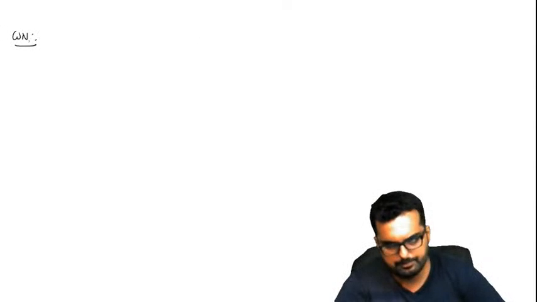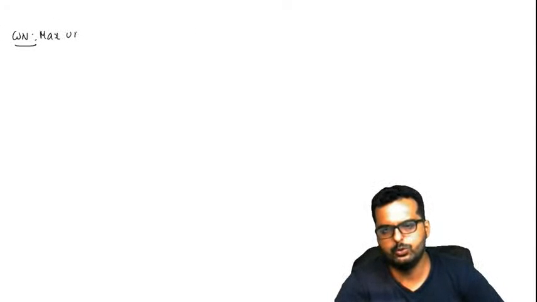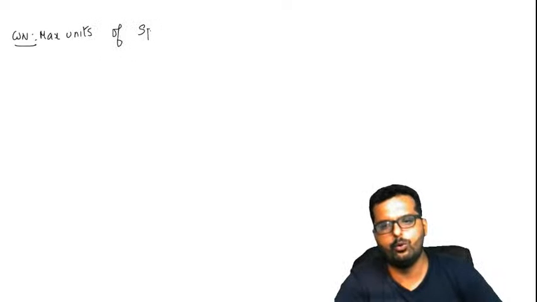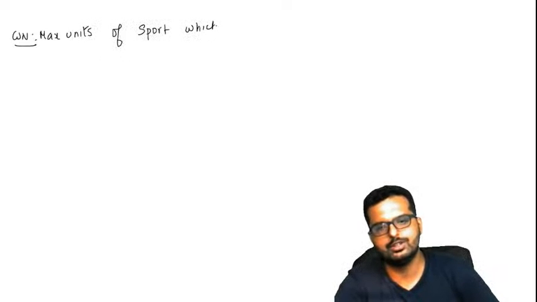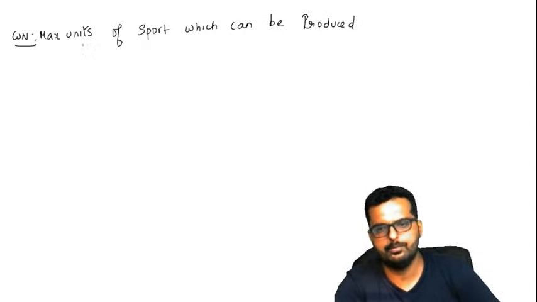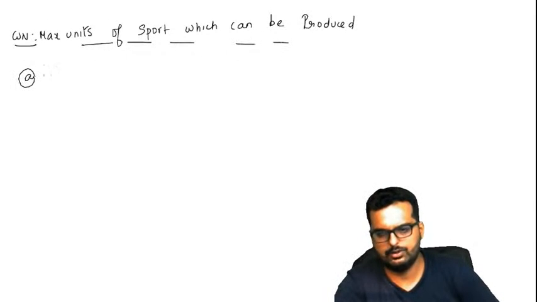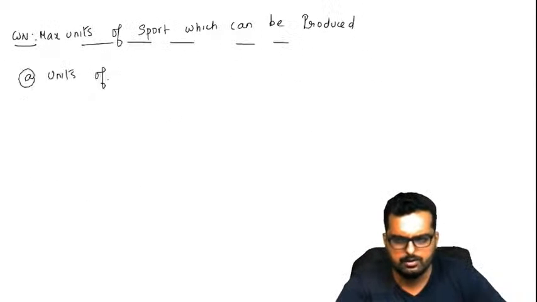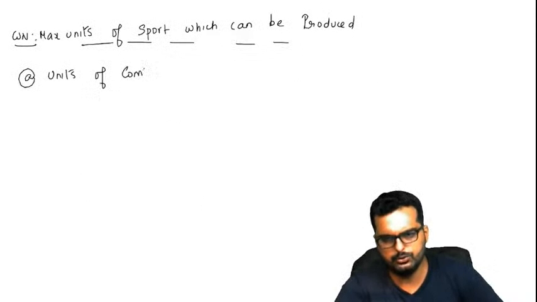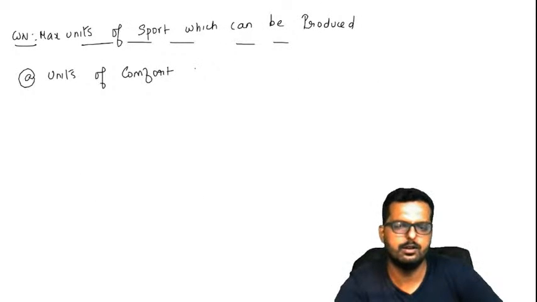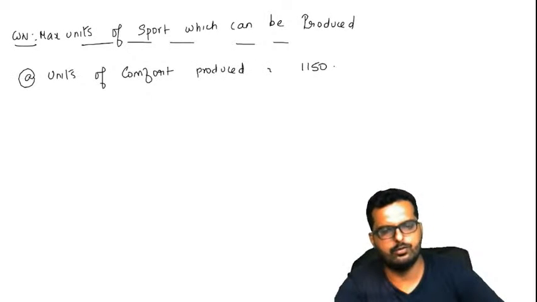Alright, friends. So let's put that part now. Next working note would be maximum units of sports which can be produced. Now everyone interact with me. What is the product that we were talking about? Units of comfort that we are producing. Units of comforts produced. I believe the answer is 1150 units.